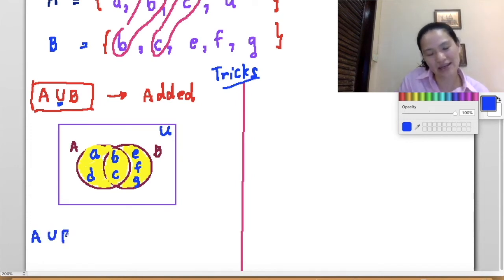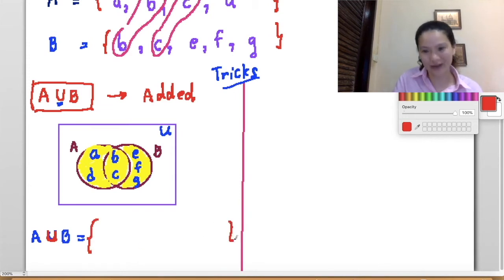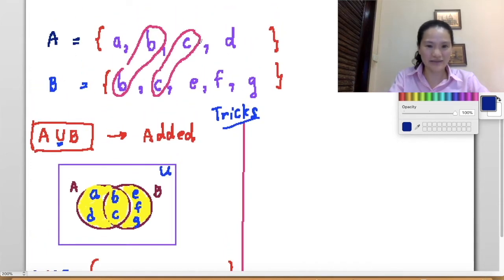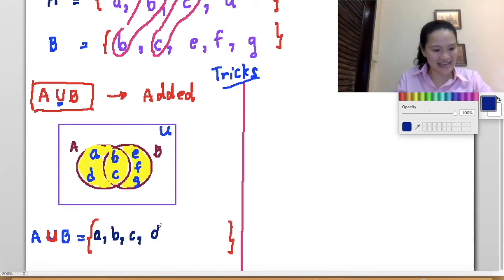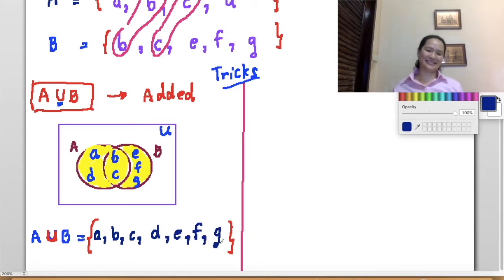A union B equals the set of, so that means again A union B. A union B means you add everything together. So what are they? What do you have here? You have A, B, C. You have A, B, C, D, E, F, G. So this one is your answer: A, B, C, D, E, F, G. That's it. Let's do the next one.